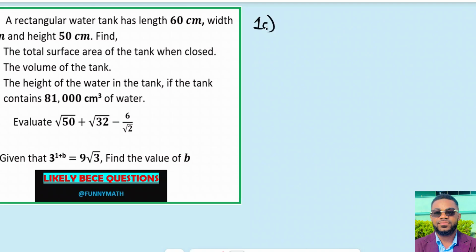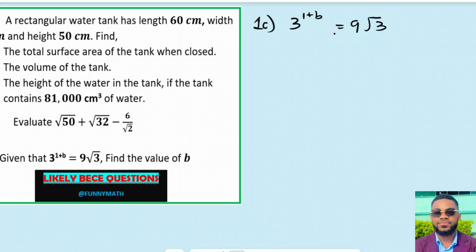We have 1c here, given that 3 exponent 1 plus b is equal to 9 root 3. We have to find the value of b. What do we do in this case? So this is an exponential equation because one of the exponents has an algebraic expression, that is 1 plus b. So this is an exponential equation.